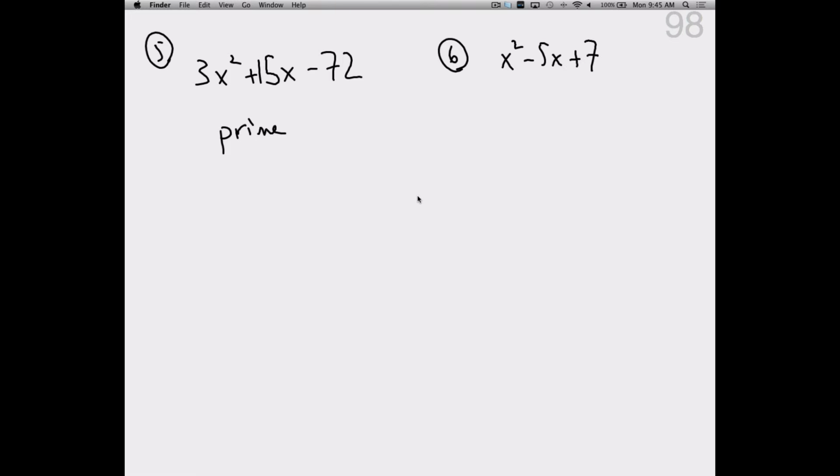Okay, so I meant to write 15. I missed a number. Now it should factor. This one, however, to save some time, this one is prime. There's no two numbers that multiply together to give you positive 7 and add together to give you negative 5. So it's prime, meaning it doesn't factor. You can still solve it probably. We're just going to learn that later. Hopefully that'll help and make it a little bit more doable.